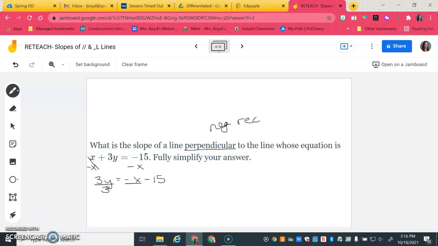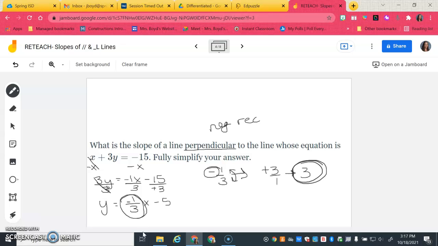I'm going to divide by 3. That'll cancel out. Y equals negative. Now, I don't have a number in front of the x, but there is a number there. We just don't always write it. It's a 1, so it's going to be negative 1 over 3x minus 5. And I need this negative 1 over 3 because I need to change it to the negative reciprocal. So I'm going to flip it. That's going to give me 3 over 1. This is negative, so this one has to be positive. And to further simplify it, 3 over 1 is just 3. So my slope here is just going to be 3.